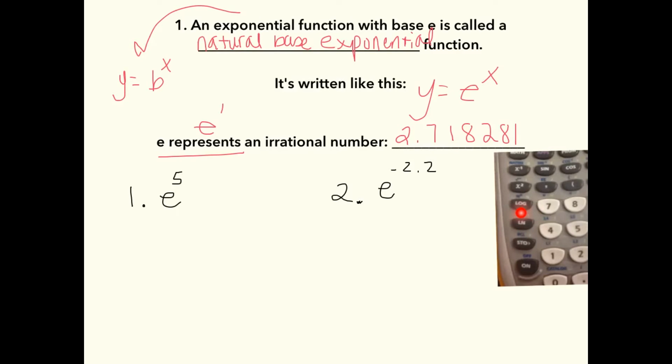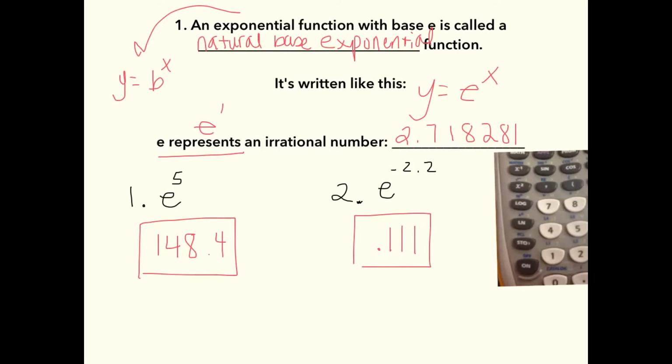Go ahead and plug in your calculator e to the 5th, so second and then ln should bring up the e, and then you put a 5 in that exponent. Then do the same thing for e to the negative 2.2. Once you've done that, this is what you should get: e to the 5th is 148.4, and e to the negative 2.2 is 0.111. So we're just getting used to using that e button.